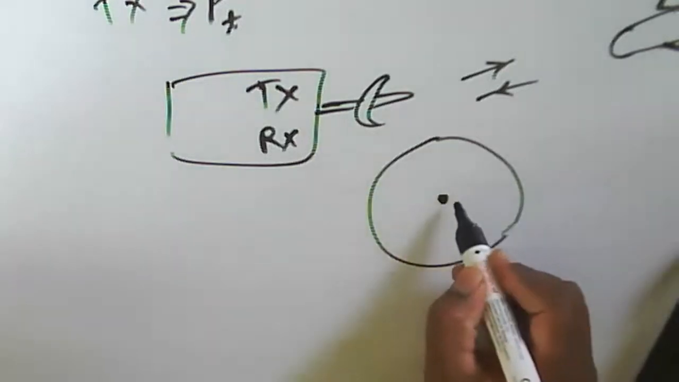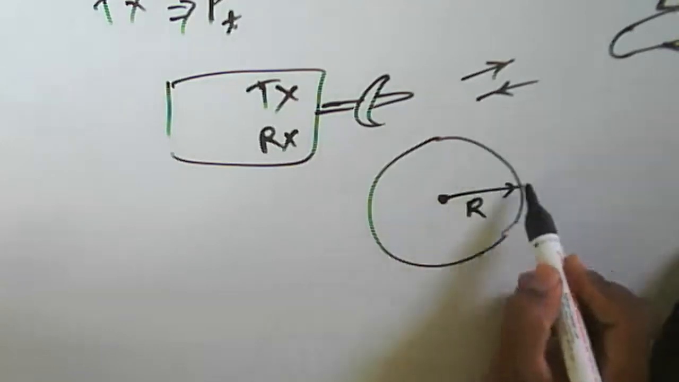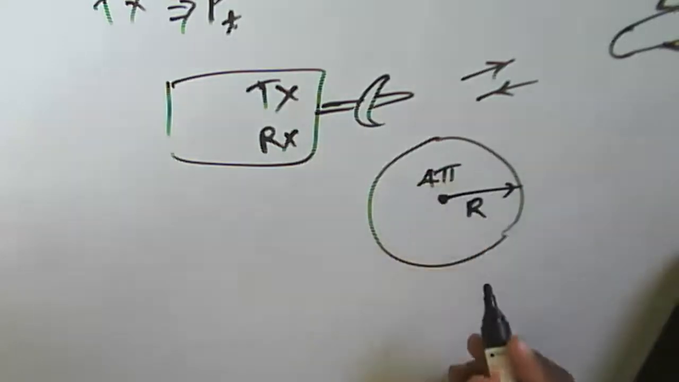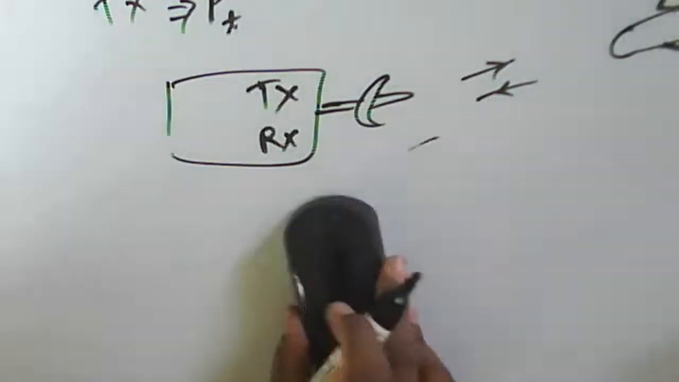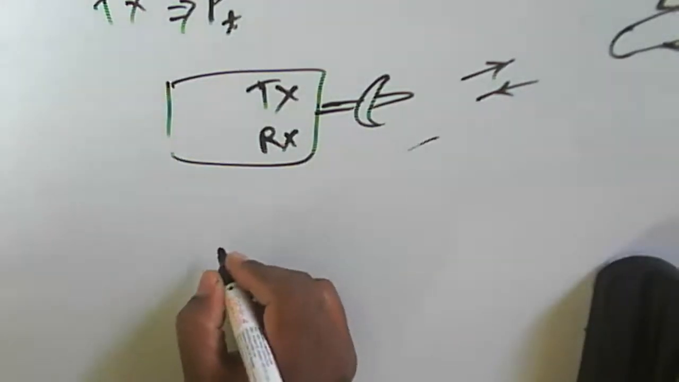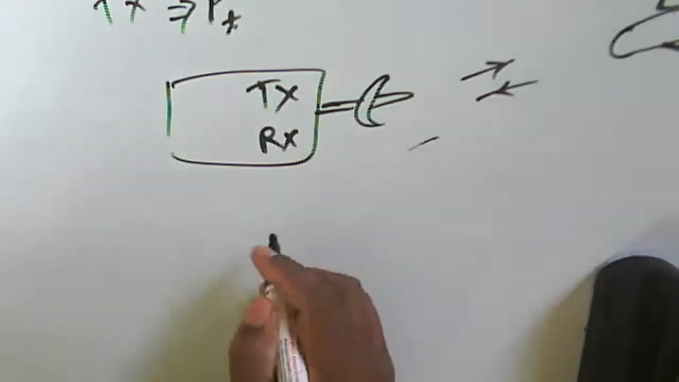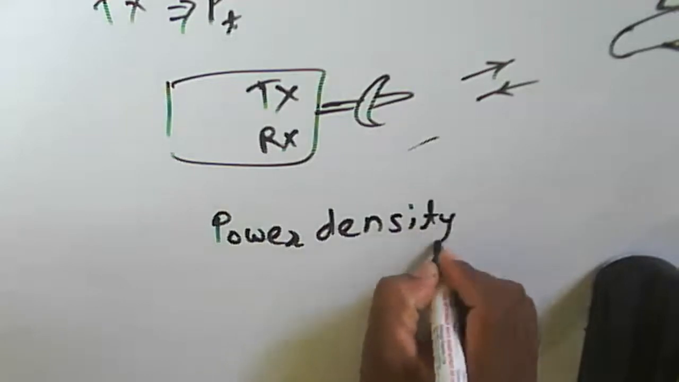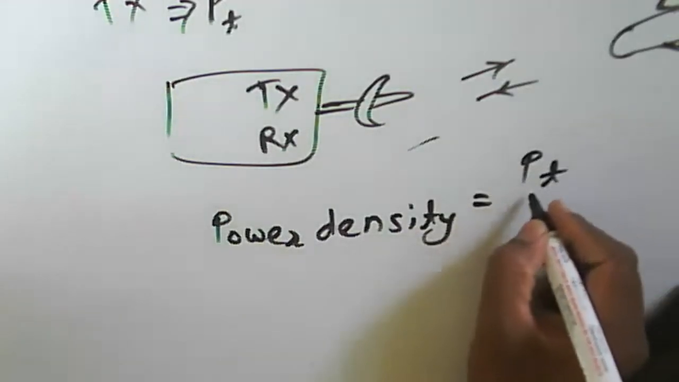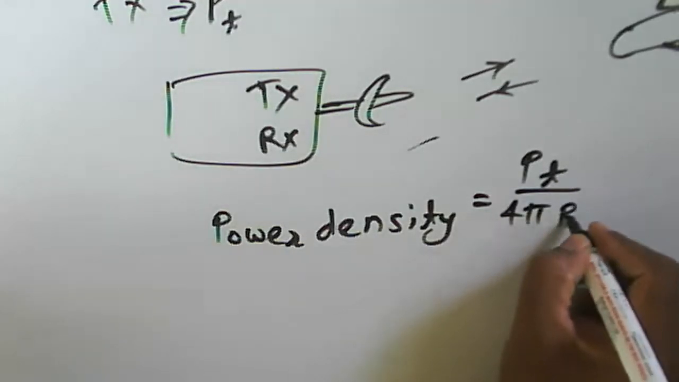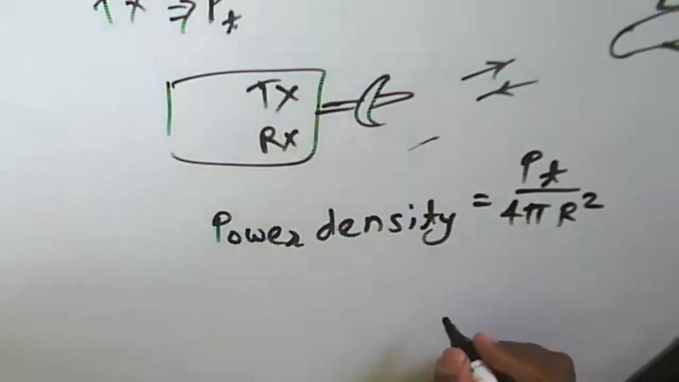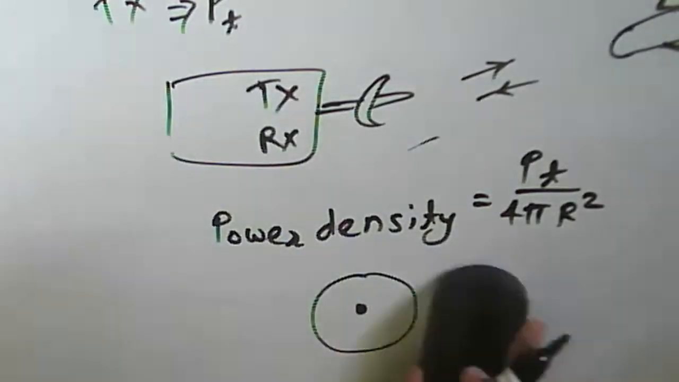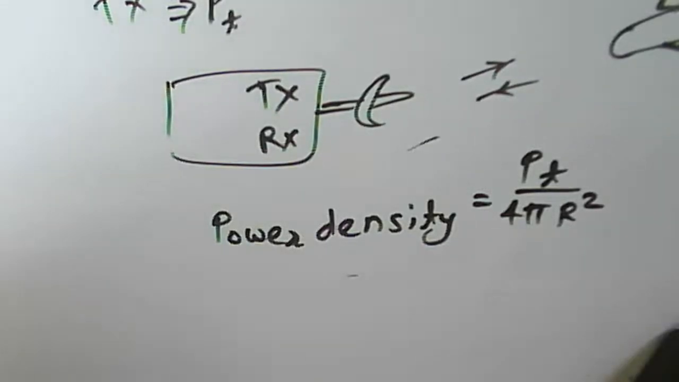Since it radiates in all directions, we can consider a circle here, so the surface area is 4 pi r squared. The power density from the isotropic antenna is equal to the transmitted power divided by 4 pi r squared. Here r is the radius of an imaginary sphere. So this is one particular sphere, and that is how we calculate the power.